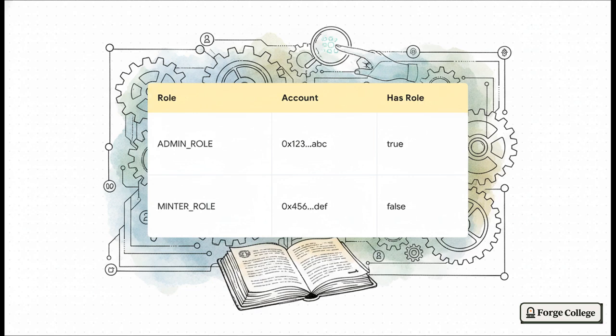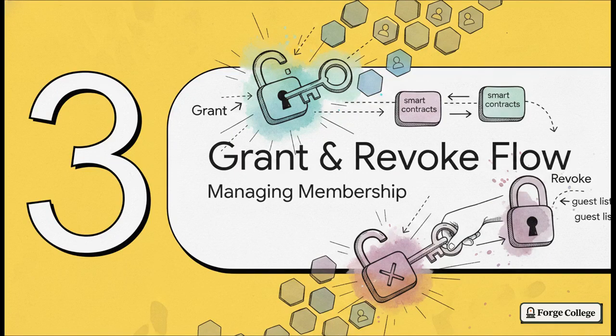You basically ask the contract, hey, does this specific address hold this specific role? And it instantly checks the box and says true or false. There's absolutely no waiting in line while the bouncer checks a clipboard. You either have the VIP stamp or you don't. Obviously, a static guest list isn't going to cut it. We need a way to dynamically flip those Boolean switches.